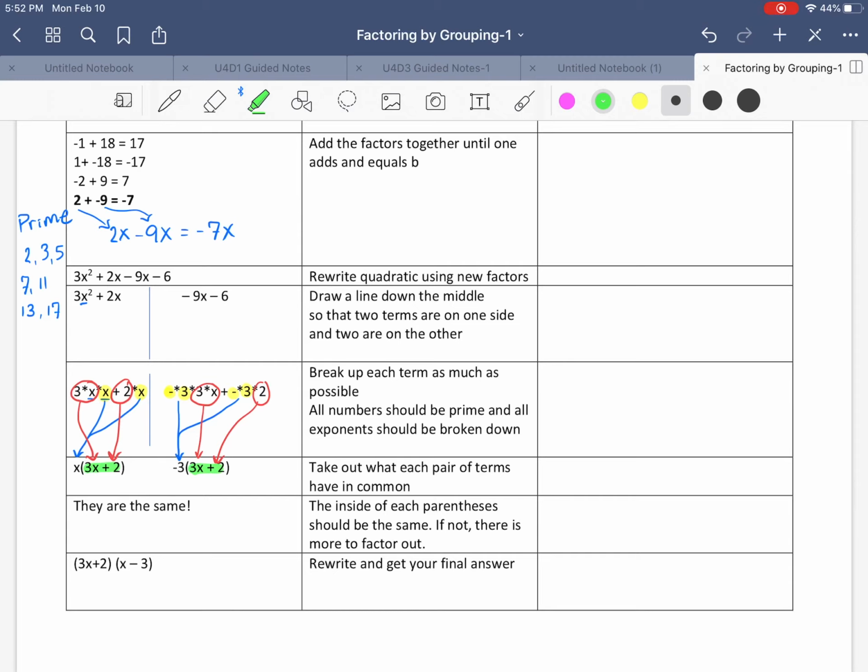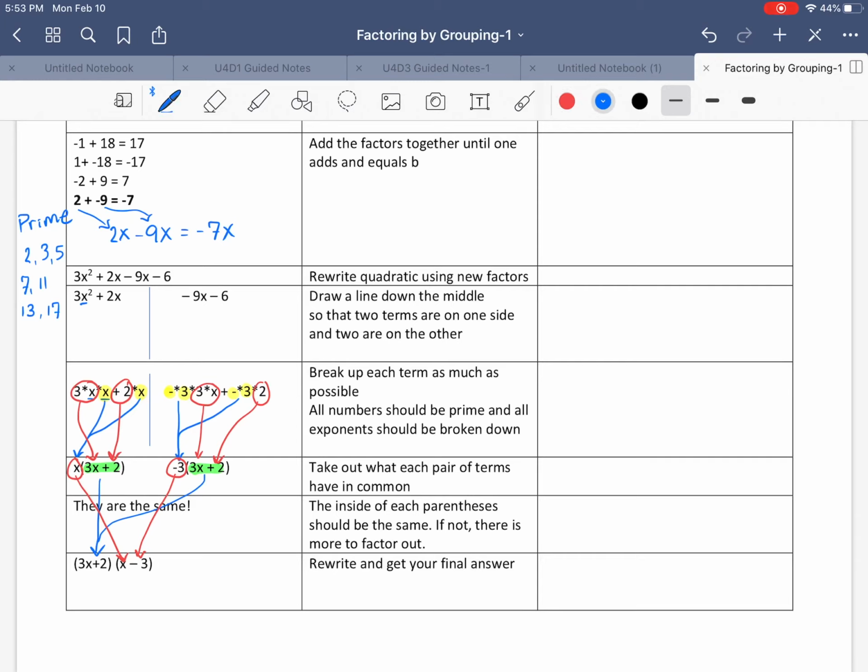That's important. So what happens from there is we're going to factor out that same binomial. And then what's left out in front, x here and negative 3 here, become our second binomial, x minus 3. So you end up with 3x plus 2 times x minus 3.